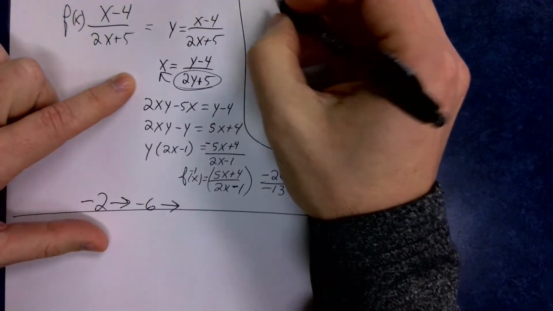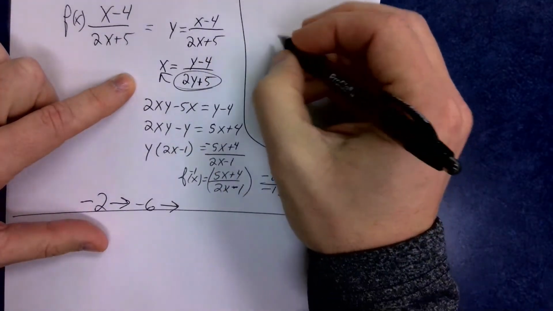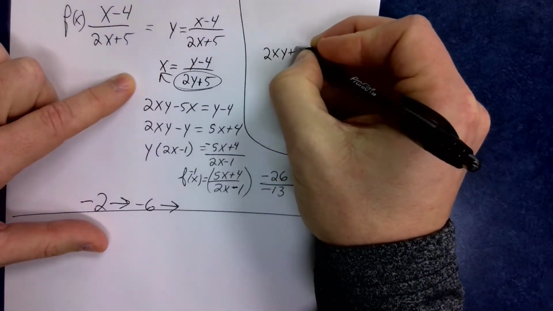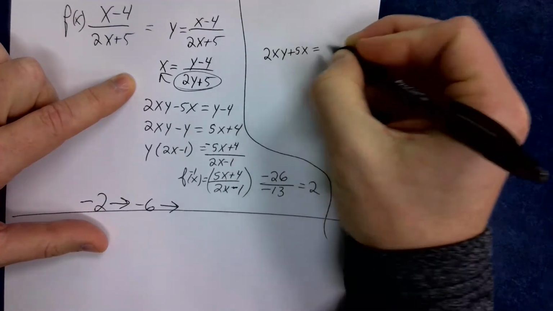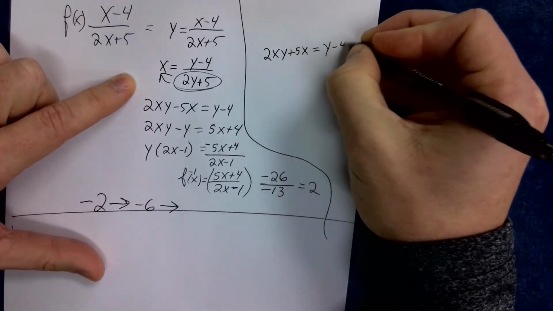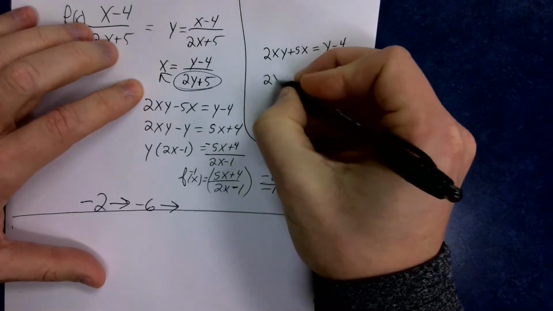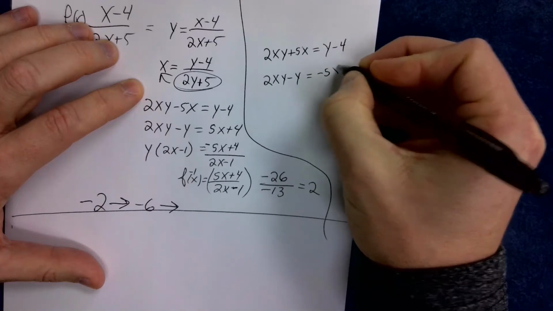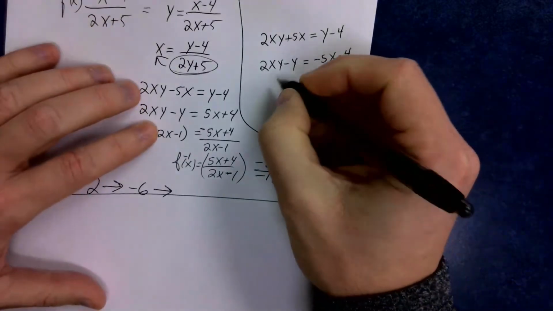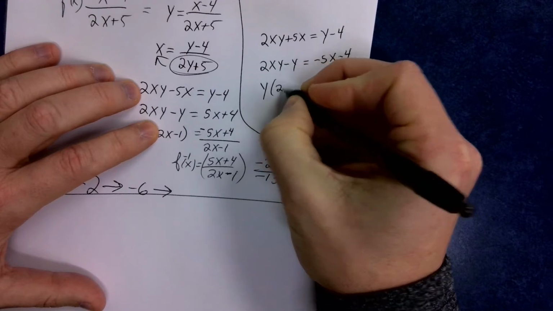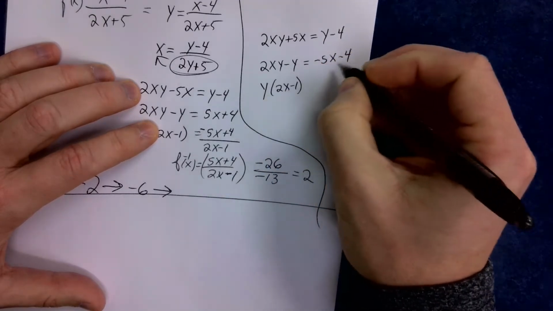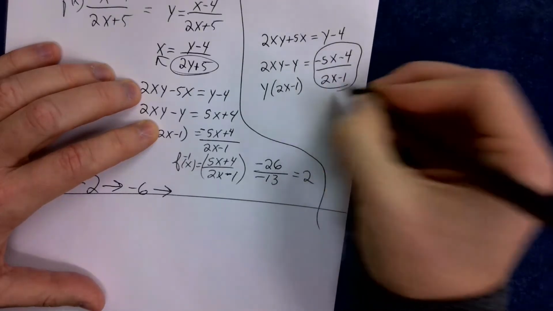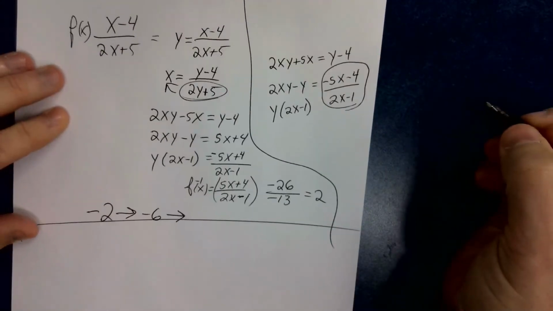Here we go. So 2x plus 5, so that should be 2xy plus 5x equals y minus 4. Move the y over: 2xy minus y equals negative 5x minus 4. Factor out the y, so y is equal to negative 5x minus 4 over 2x minus 1. Divide by 2x minus 1. And now, let me try this one more time.